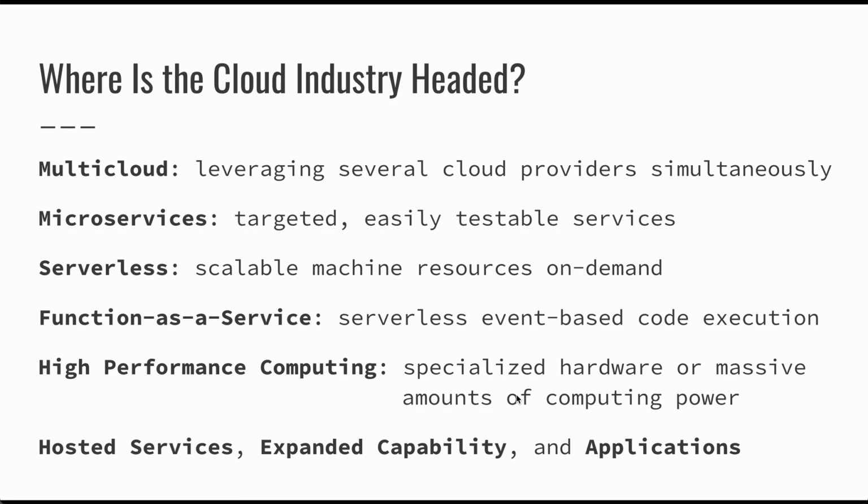High performance computing is another space where you have specialized hardware or massive amounts of computing power. When you get into machine learning training, this is something that you see a lot, because you can harness many machines and train models more quickly than you might if you were using your local resources. And that might also be things like GPUs or tensor processing units that allow you to focus this particular type of training more effectively.